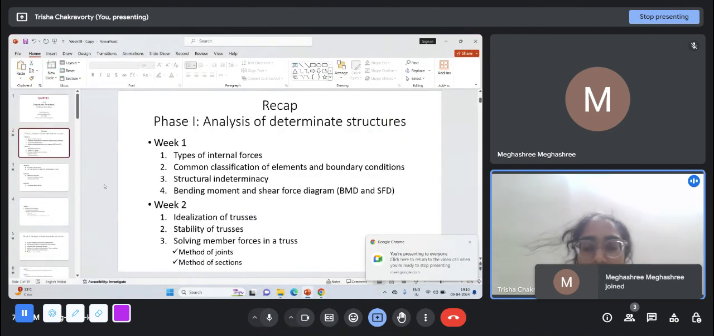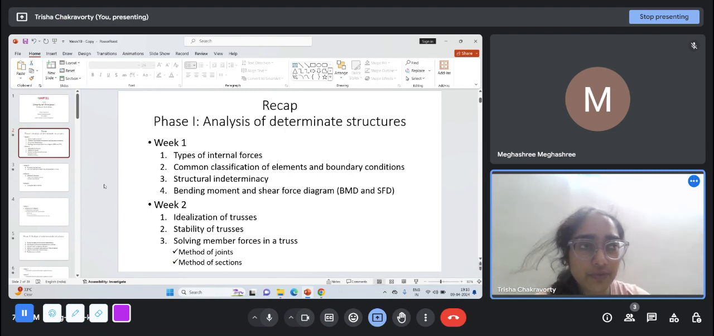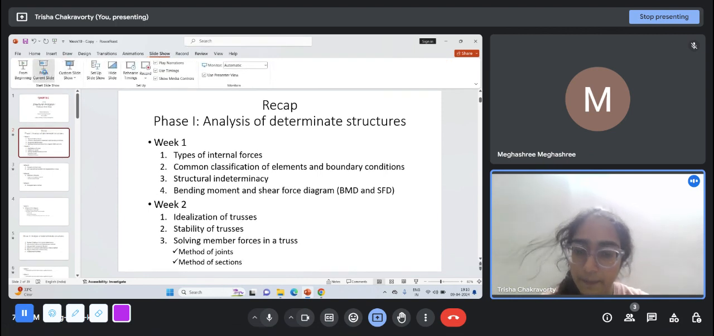In week 1, we covered types of internal forces, common classification of elements like beams, frames, trusses, and boundary conditions like fixed hinge support, roller support, internal hinge, etc. And we looked at structural indeterminacy and bending moment and shear force diagrams. In week 2, we focused on trusses in particular, how real world 3D trusses are idealized as 2D trusses that can be analyzed easily, the stability of trusses, and solving the member forces in a truss using method of sections and method of joints.